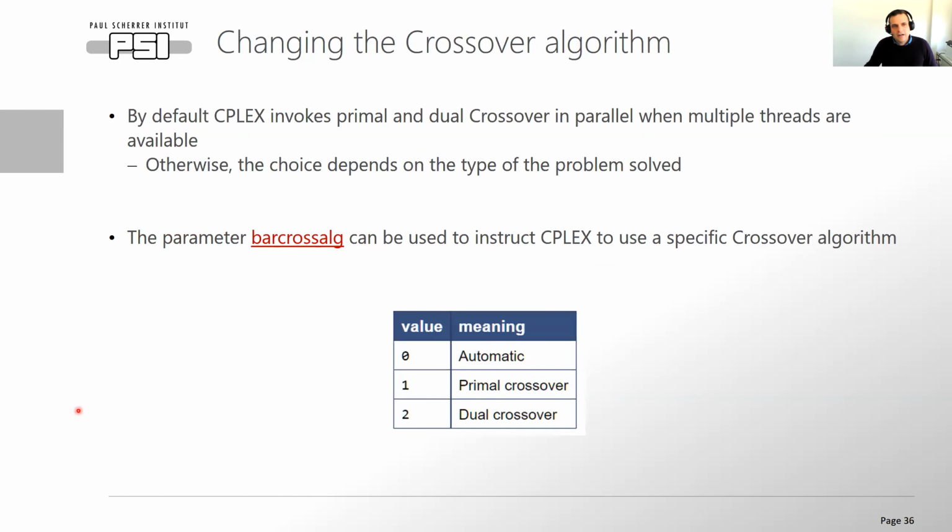So, changing the crossover algorithm. As we have seen, when we have multiple threads, the Simplex invokes both primal and dual crossover. The parameter bar cross alg, if set to 1 or 2, can force Simplex to use a specific crossover algorithm. And here in our test model, because we use the primal model in barrier, maybe it's worth seeing what happens if we instruct Simplex to use just the primal crossover.